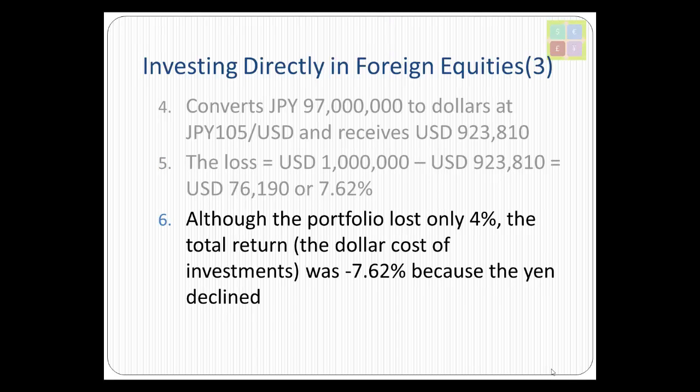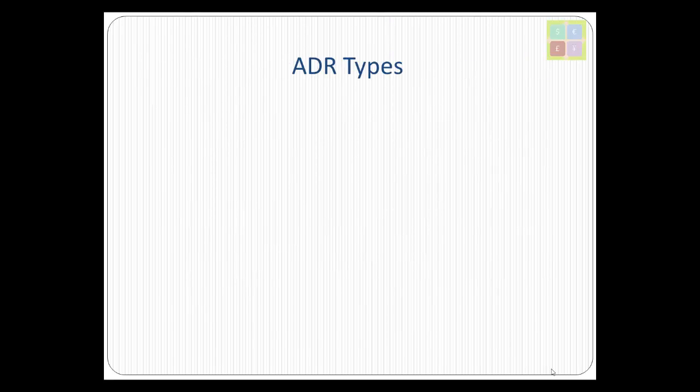Although the portfolio lost only 4%, the total return or the dollar cost of investments was negative 7.62% because the yen also declined. So here the first risk is the portfolio itself declined, and another risk is that the currency also declined. So there's a double decline, and therefore there is a loss of 7.62%. ADR types. There are two types of ADRs.